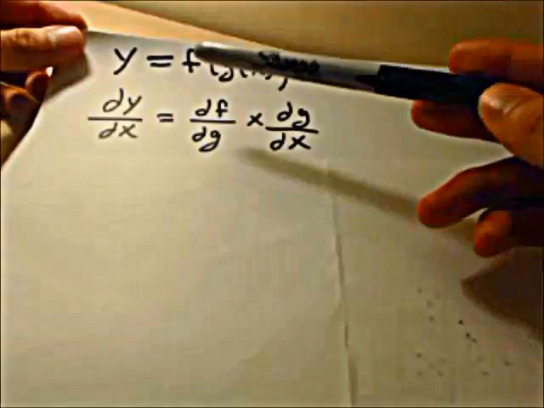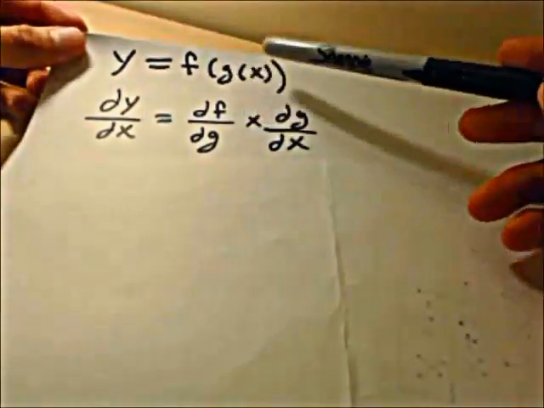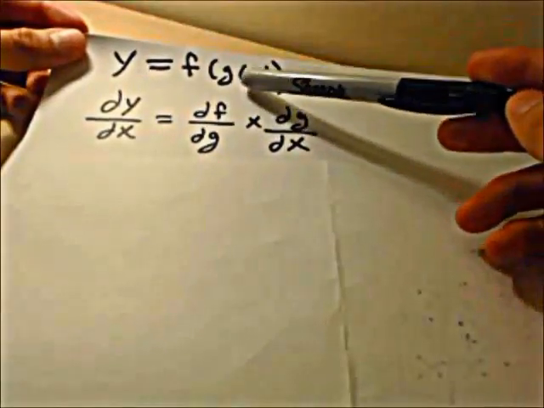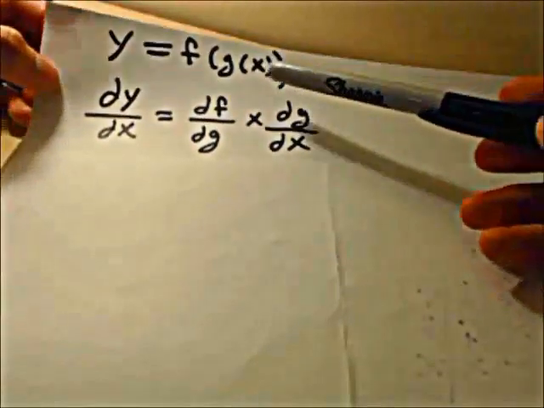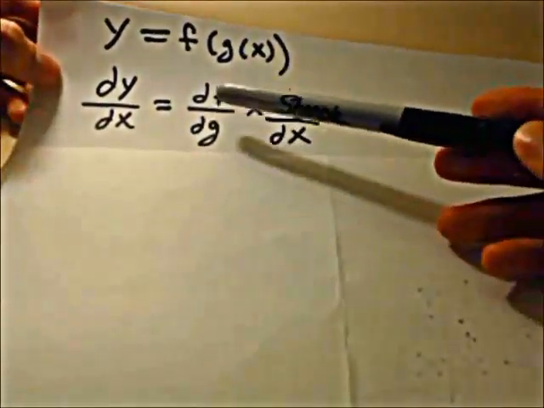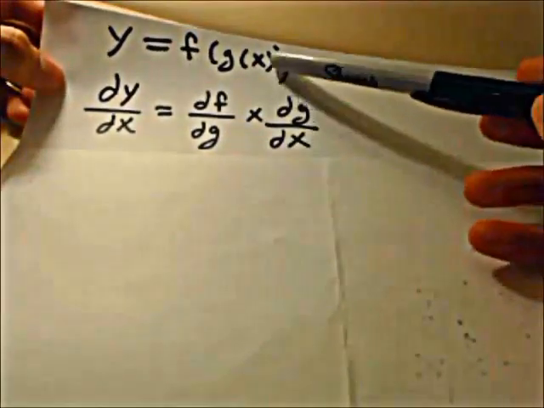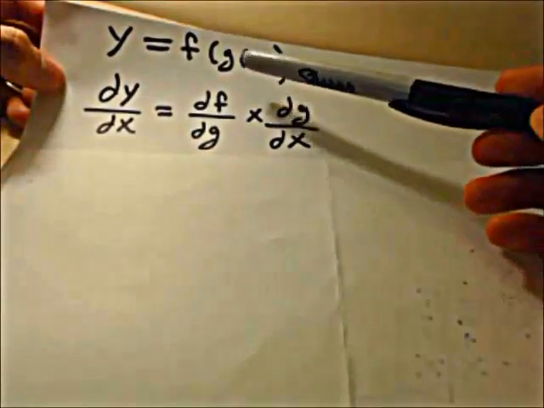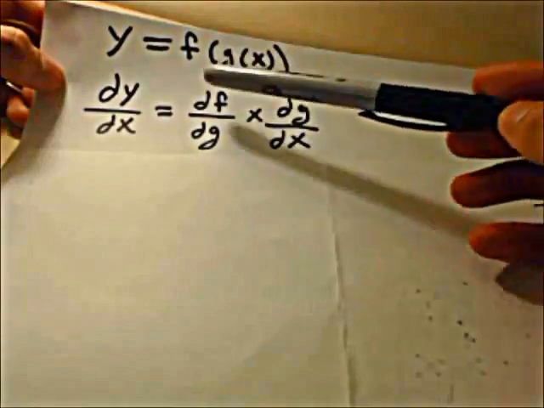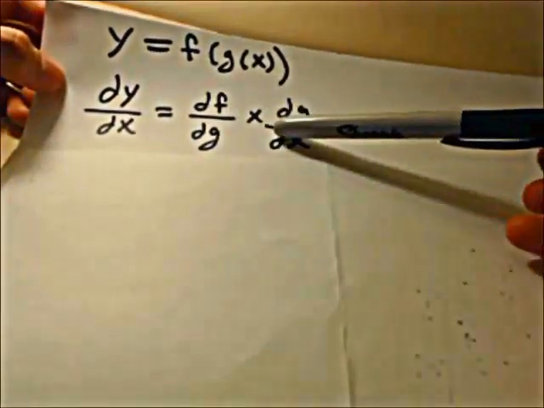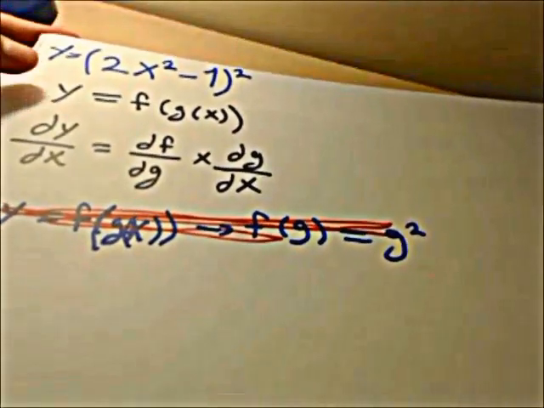So suppose that y equals f of g of x. Here we have a function inside a function: the function g inside the function f. To find the derivative of that, we find the outside derivative of f times the inside derivative of g. It's also called inside out: you find the outside times the inside. Let's do an example here just to understand it better.